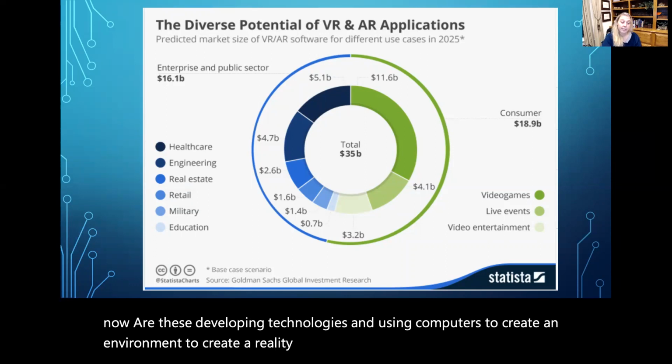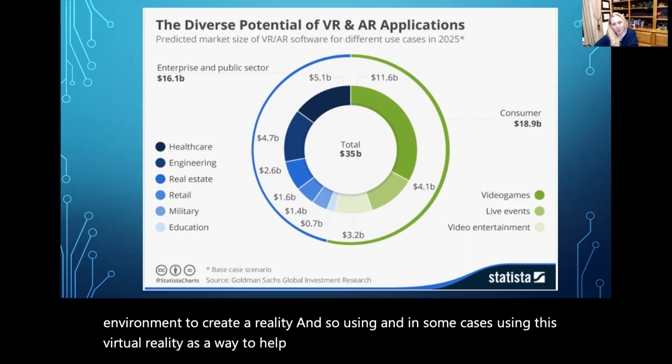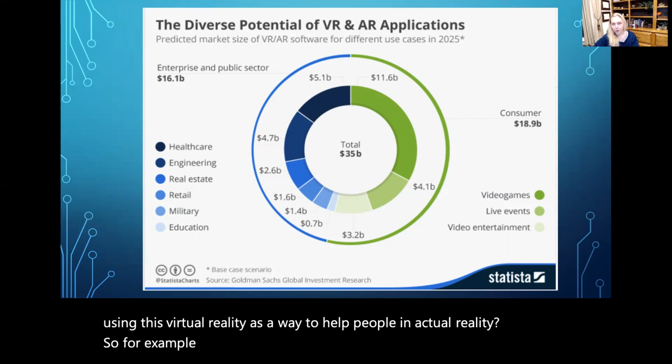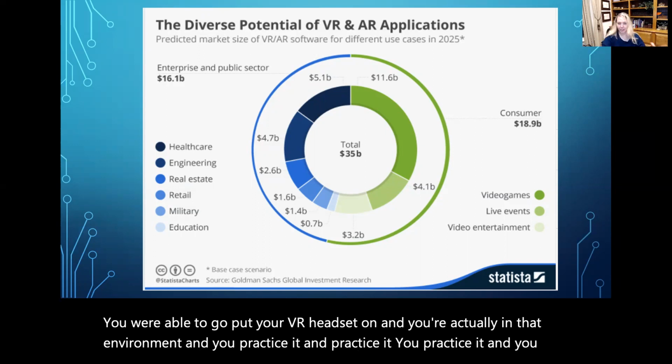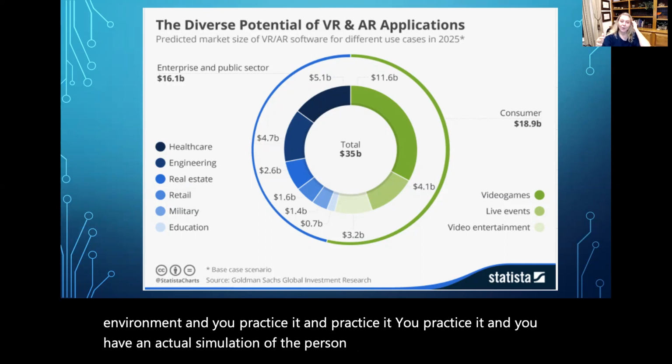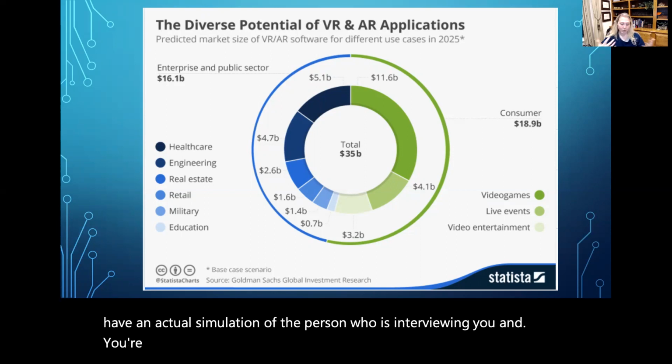And so, in some cases, using this virtual reality as a way to help people in actual reality. For example, let's say you wanted to practice a job interview. You put your VR headset on and you're actually in that environment, and you practice it and practice it, and you have an actual simulation of the person who is interviewing you, and you're able to practice it to the point where by the time you get there, it feels very familiar to you.